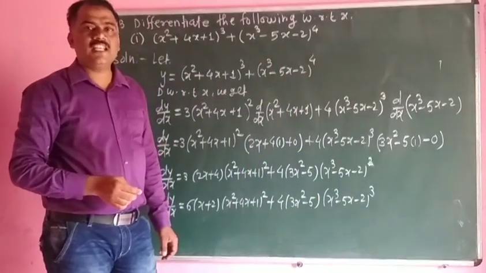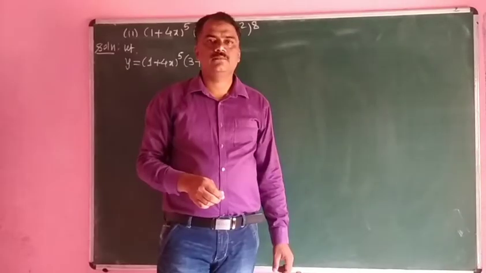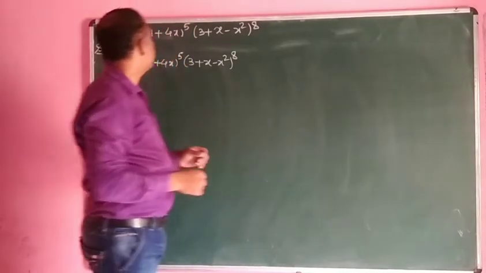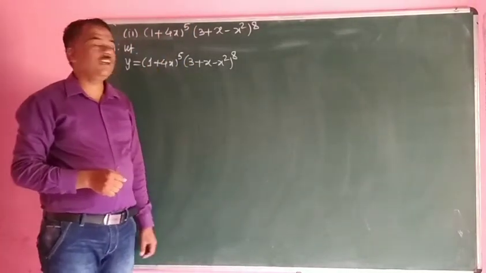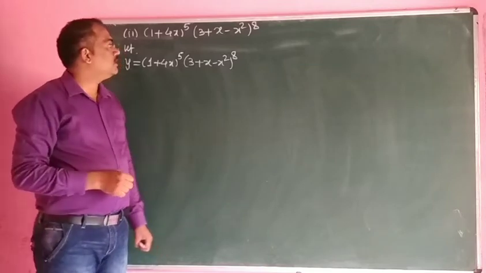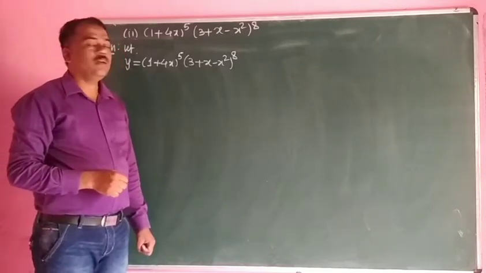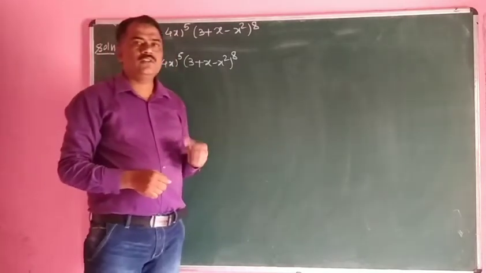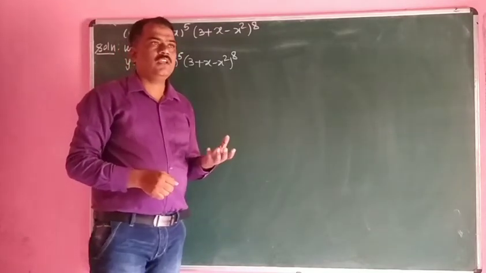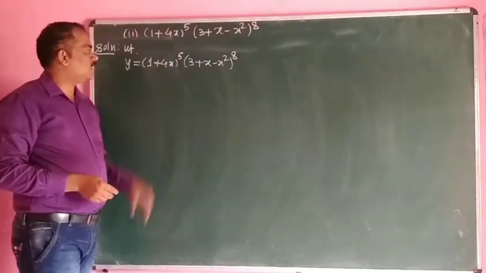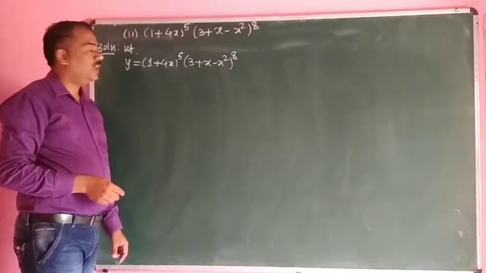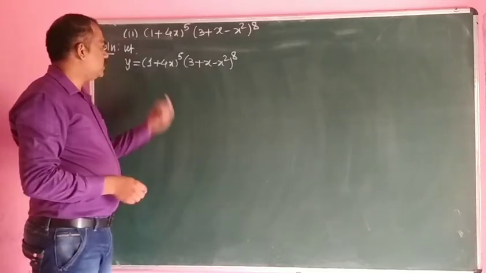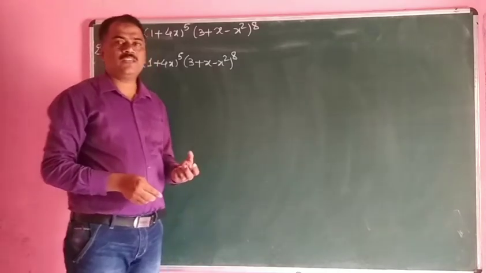We have to discuss the next example. Example number 2. What is that example? 1 plus 4x raised to 5 into 3 plus x minus x square bracket raised to 8. It means that there is a product of two brackets, so we have to use the product rule. Let y is equal to 1 plus 4x raised to 5 into 3 plus x minus x square raised to 8. By using the product rule, we differentiate with respect to x.